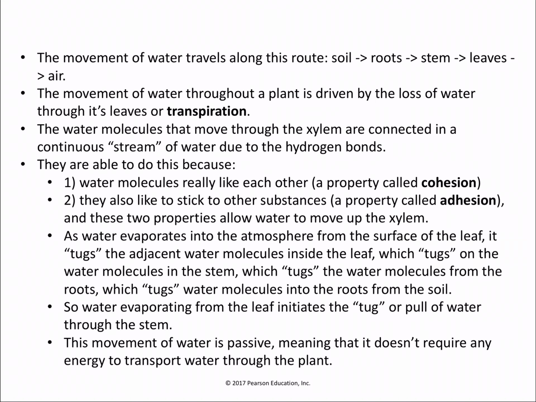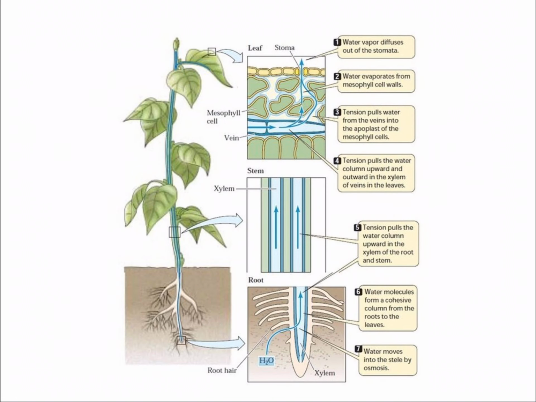As water evaporates into the atmosphere, it tugs the adjacent water molecules inside the leaf, which tugs the water molecules in the stem, which tugs from the roots to the soil. So it's this constant sticking together of the molecules to pull it up. And believe it or not, this whole process does not require any energy because it's just dealing with the movement of water forced by the water potential based on pressures and solute potential, which we're going to see a little bit how that works.